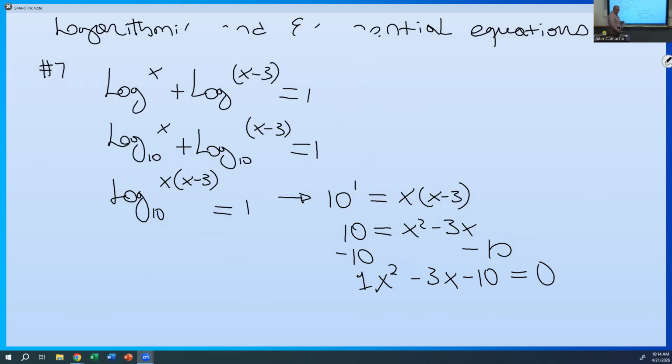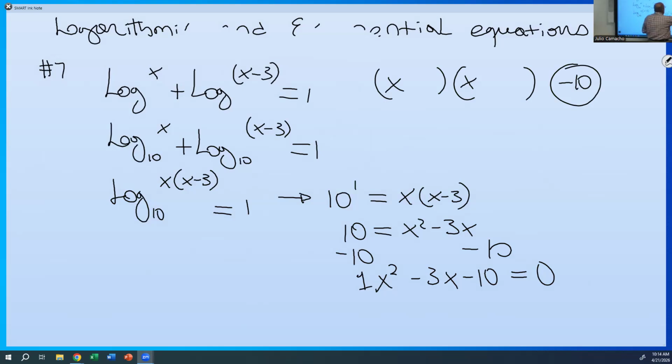You multiply negative 10 times 1, which will be negative 10. Negative 10 is your number. You put your two parentheses. You know that the square root of x squared is x, so you put your x there, and now you ask yourself what two numbers I can multiply to give me negative 10, but if I add or subtract them will give me negative 3. 5 and 2. Excellent. Which one has to be negative to have a negative 3? Negative 5, positive 2.